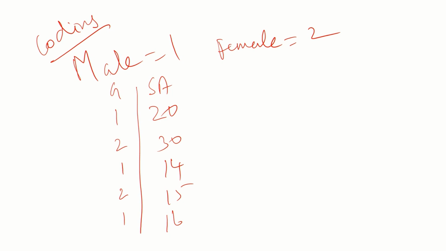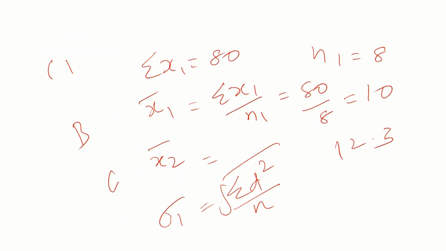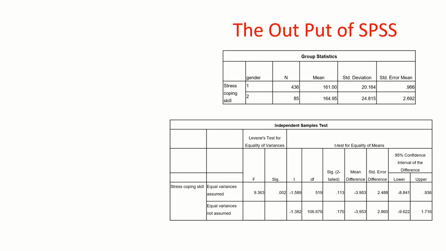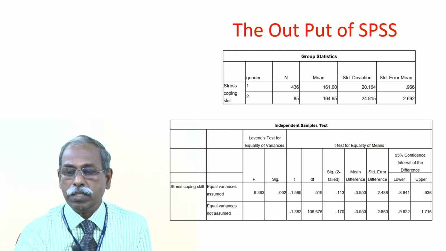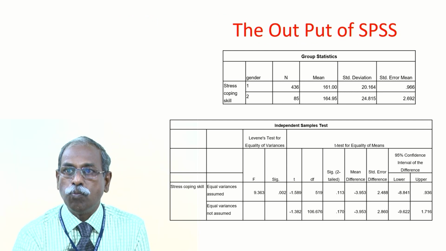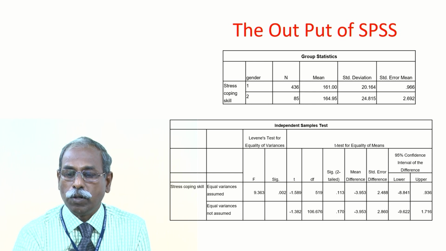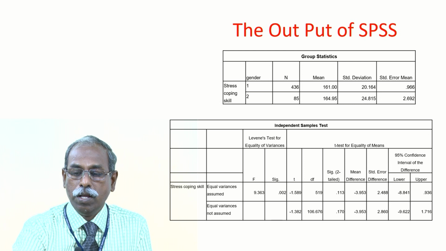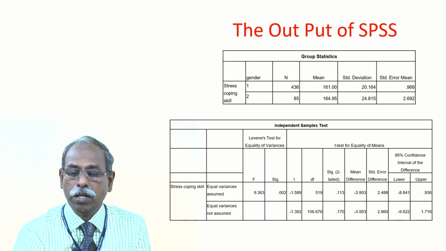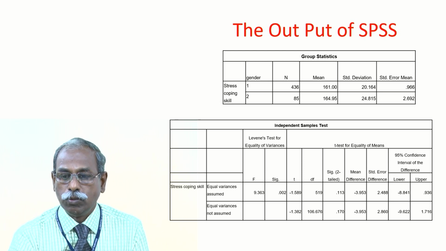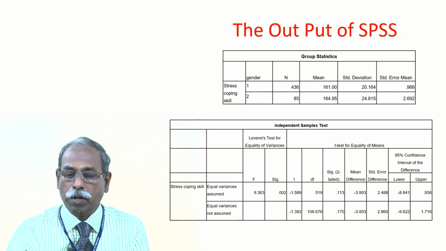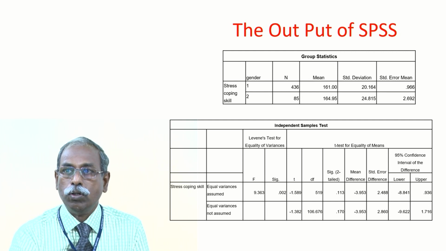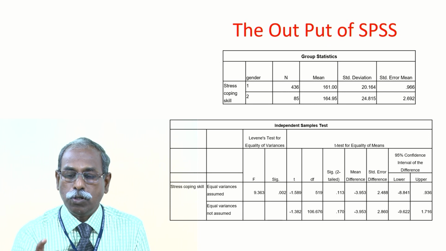After that you will get a result like this. I will show the result. Yes, this is the way. This is an output of SPSS, the actual output you are getting. Here I mentioned gender 1 and 2: 1 means male, 2 means female.